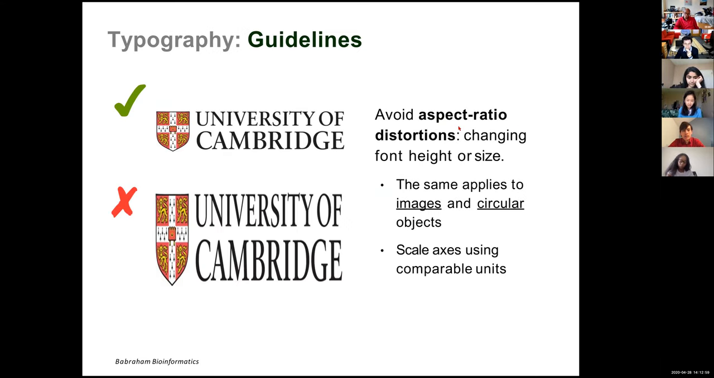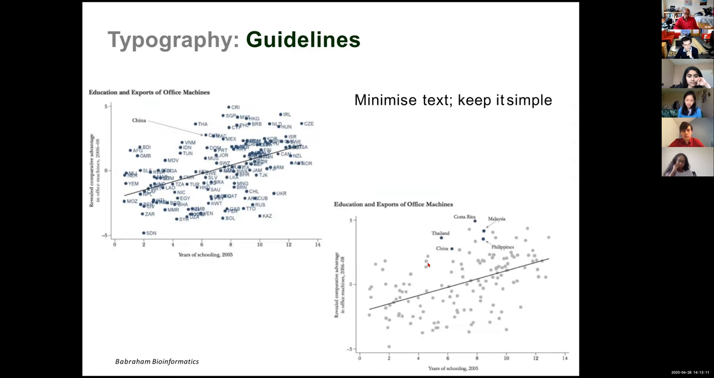So aspect ratio distortions can happen when changing the font size. In Illustrator, there's an option for going through and rescaling this to be exactly 100%. So you should scale the axis using comparable units. You should minimize the text, keep it simple. Right now, it's horrendous. I can't tell what's going on.